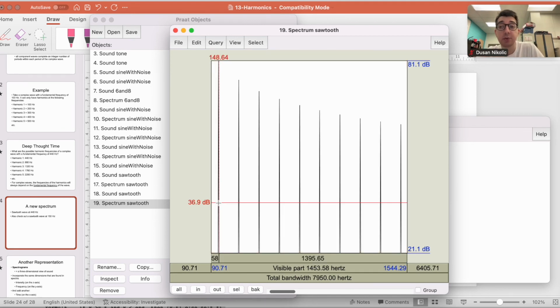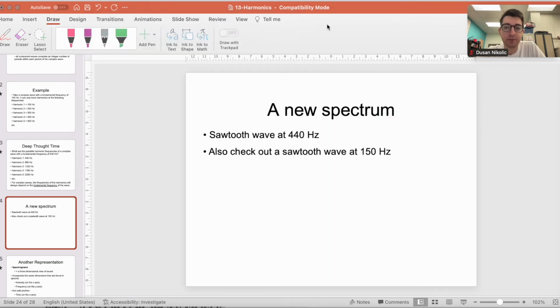So the fundamental frequency determines what kind of harmonics you will have. As I said, 150, 300, 450, and so on and so forth.